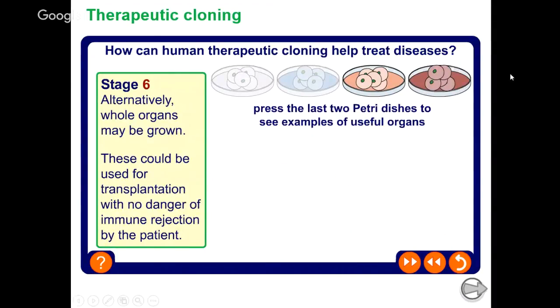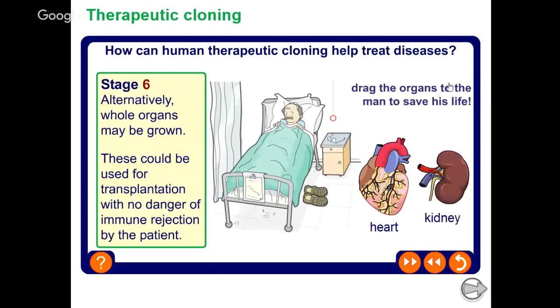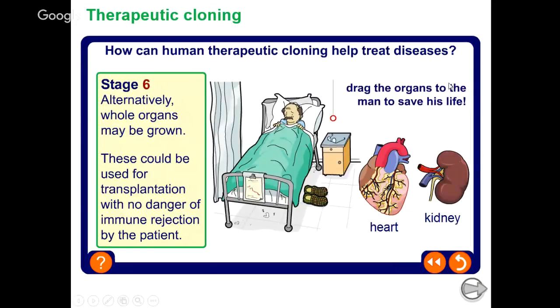The other thing, which again is a potential, it certainly doesn't happen yet, but we could grow a whole organ, possibly. That avoids any of the problems of a transplantation, where we've got tissue from another person which might be rejected.